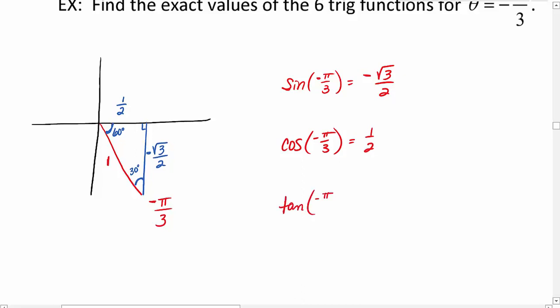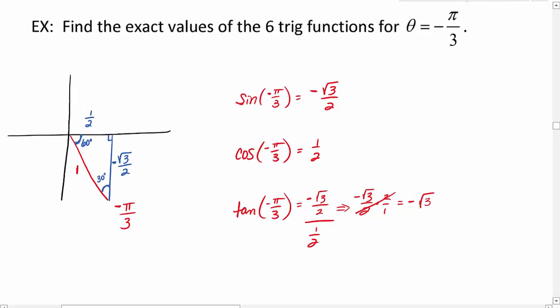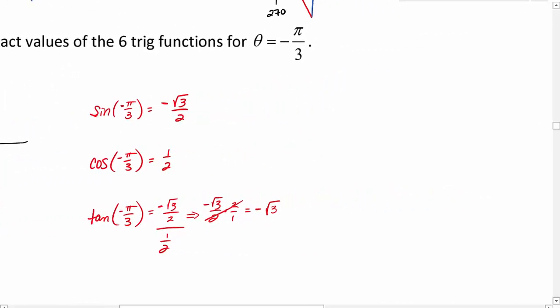Tangent of negative pi over 3, well, that's our sine divided by our cosine, or you can think of it as y over x. Either way, that's going to be negative square root of 3 over 2 divided by 1/2. So we'll multiply by the reciprocal here. The 2's cancel. Tangent of negative pi over 3 is just negative square root of 3. And once I get these 3, I just flip them over to get the other 3. We know that they're reciprocals.